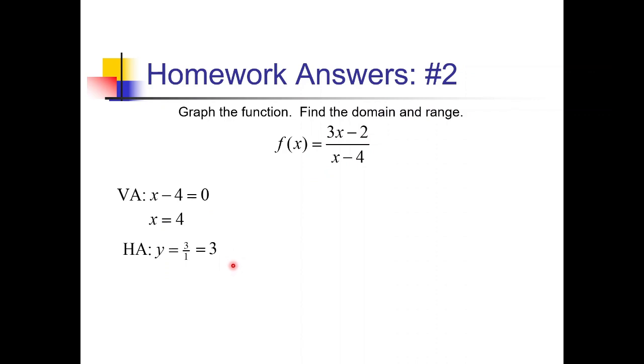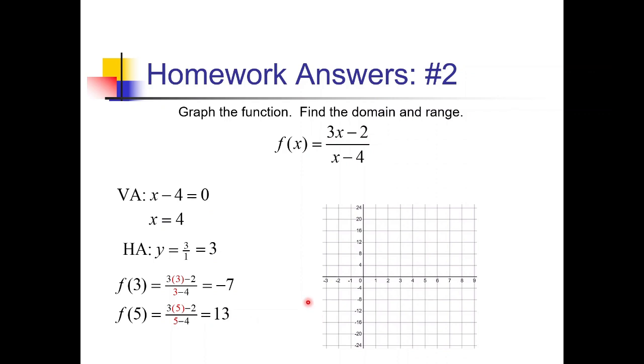And now for some additional points, we want to take something to the left and the right of my vertical asymptote of x equals 4. So let me plug 3 into all of this, a little bit to the left of 4. So that's going to be 7 over negative 1, which is negative 7. And if I plug in something to the right of 4, like 5, we've got 15 minus 12, so that's 13 over positive 1, so 13.